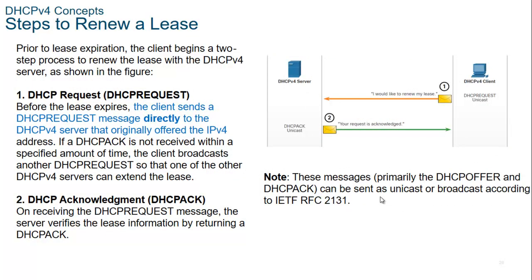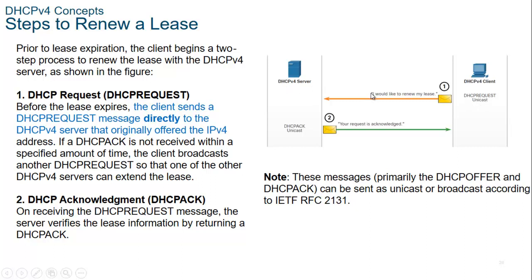Once you have an IP address and then the lease is up, how does a host renew a lease? Prior to lease expiration, the client begins a two-step process to renew the lease with the DHCPv4 server, as shown in the figure. Here, the client sends a DHCP request unicast to the server because now the client already has an IP address and can communicate directly with the server.